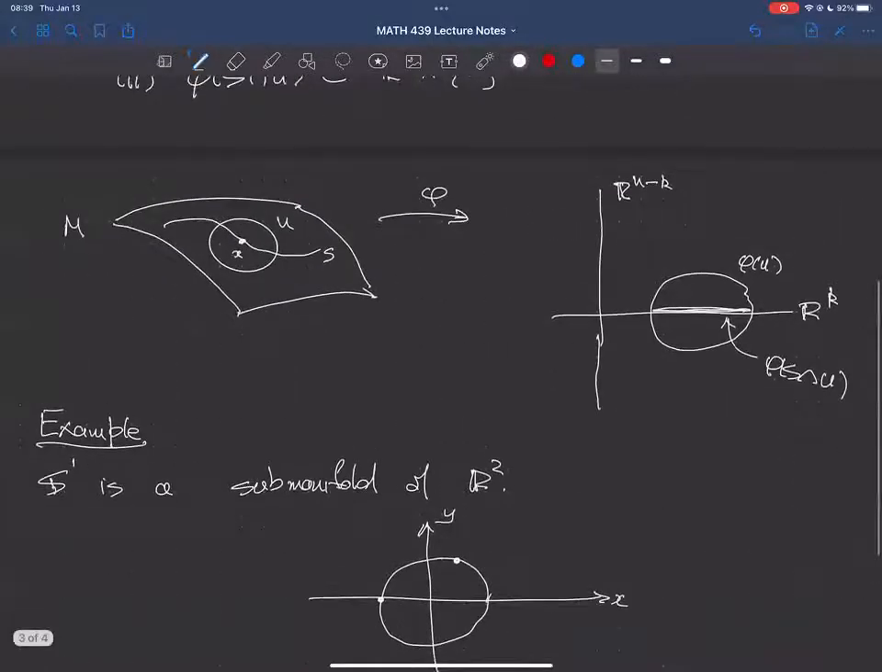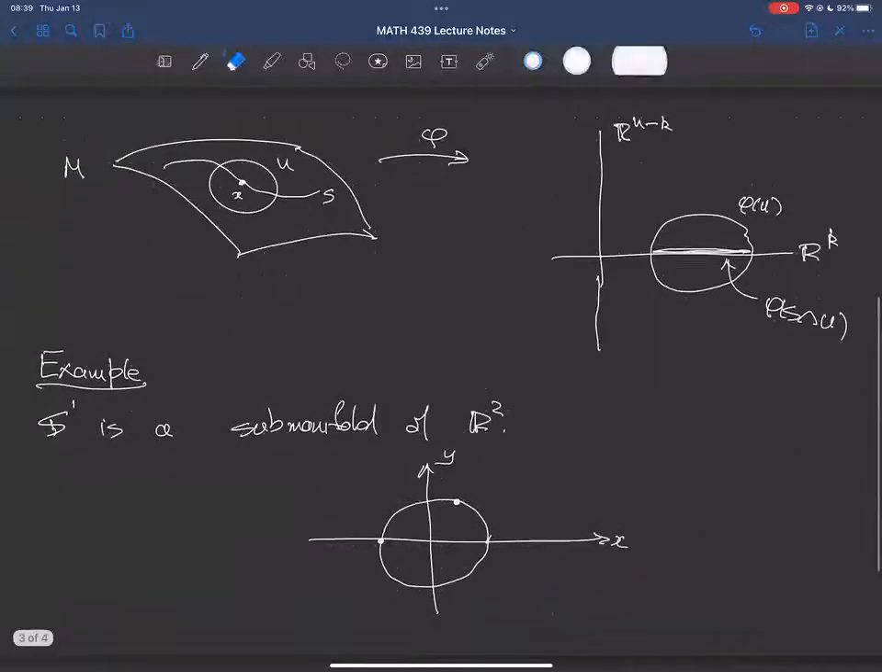So I need to find a chart now. Remember, the chart here is not a chart for S1, it's a chart for R2 that we have to find. And we have to find a chart for R2 which maps the circle into one component of R2.